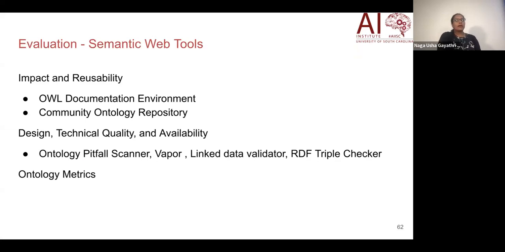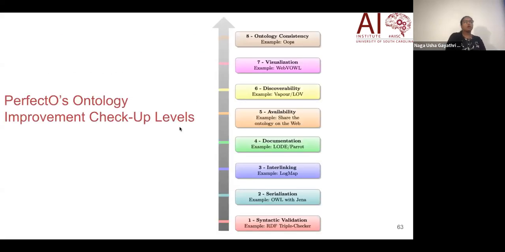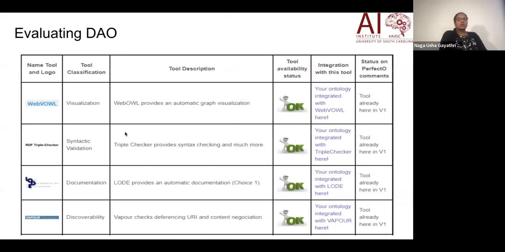Okay, so these are the semantic web tools that we have used to evaluate DAO. So the DAO ontology is evaluated for the following criteria: its impact, reusability, design, and technical quality. So we have used several tools to evaluate the ontology. We call this method PerfectO, ontology improvement. So these are the checkup levels. We start from syntactic validation to ontology consistency, and we use a different tool for each of these. PerfectO is a highly cited way to evaluate any ontology. And these are the results when we evaluated DAO with these tools, WebOwl, Vapor Checker, and the other tools that you see in here.